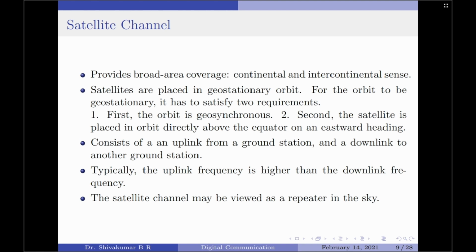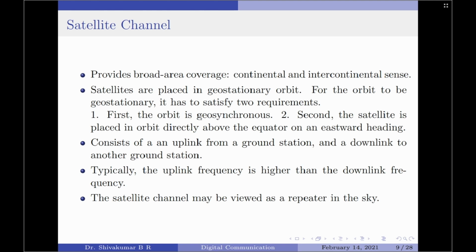Second, the satellite is placed in orbit directly above the equator on an eastward heading, that is, it has zero inclination. A satellite channel consists of a satellite in geostationary orbit, an uplink from the ground station, and a downlink to another ground station. Typically, the uplink and downlink operate at microwave frequencies, with the uplink frequency higher than the downlink frequency. On board the satellite, there is a low power amplifier, which is usually operated in its nonlinear mode for high efficiency. With the satellite positioned in geostationary orbit, it is always visible to all the Earth stations located inside the satellite antenna's coverage zones on the Earth surface.